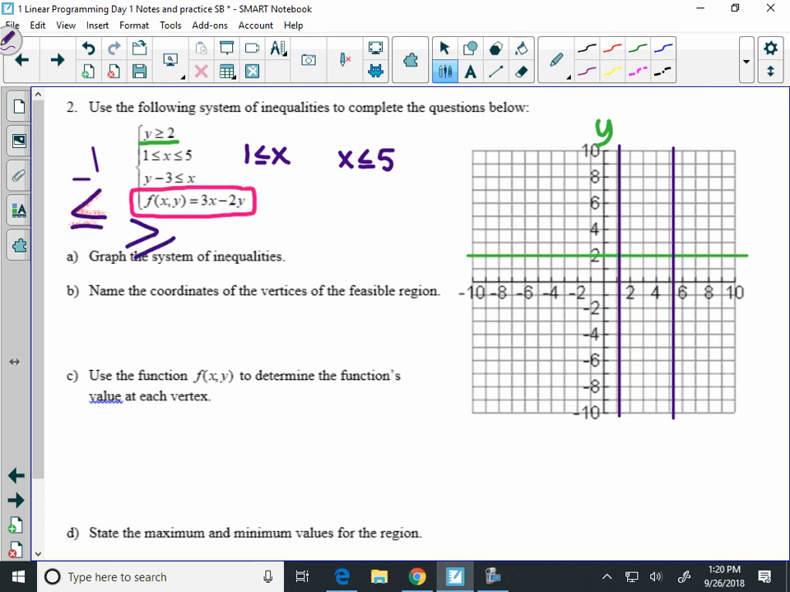There we go. They all have the equal to sign underneath. The equal to sign means a solid line. All of these are going to have solid lines.